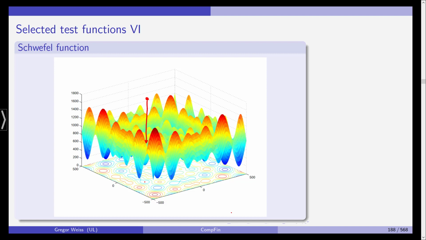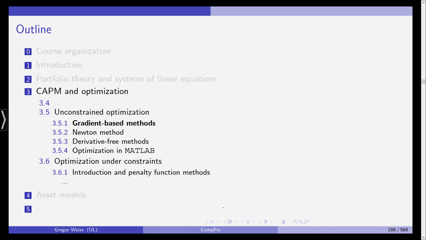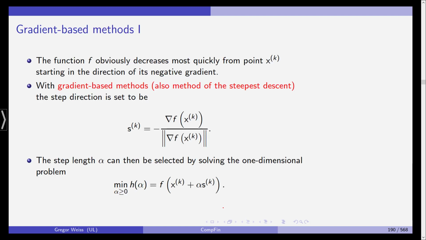So there's no way, for example, that a gradient-based method will find the global optimum, if not by chance. So this is a problem here with the Schwefel function. So let's start out with these gradient-based methods. Very simple. The function f decreases most quickly and most steeply from point x in the direction of its negative gradient. If you take the gradient, then the negative gradient should be the direction of steepest descent. So this is why this gradient-based method is also called the method of steepest descent.